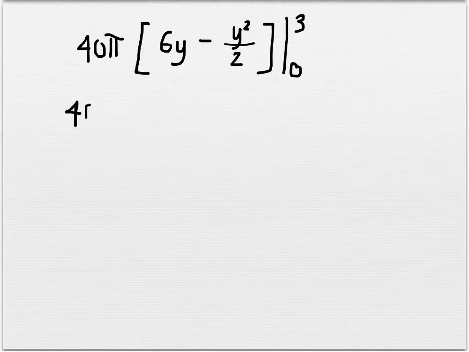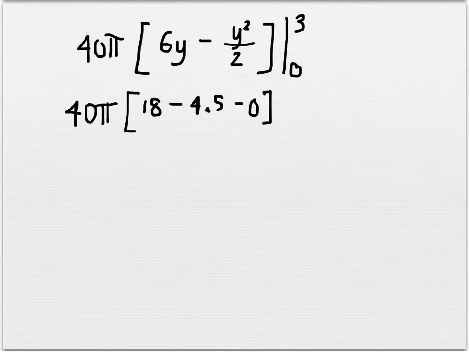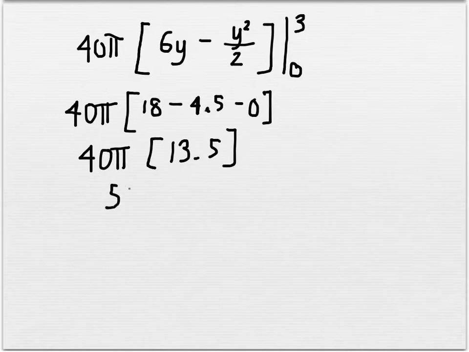And I'm going to evaluate that from 3 to 0. So anyway, that's going to be 40 pi, and if I put 3 in place of my y value there, my h is going to be 18 minus 3 squared, which is 9, minus 4.5, and when I put 0 in there, of course, I'm just going to get 0. So this is going to end up to be 40 pi times 13.5, and that's going to equal about 540 pi, and the units there are going to be foot-pounds. We'll talk more about that as we go.